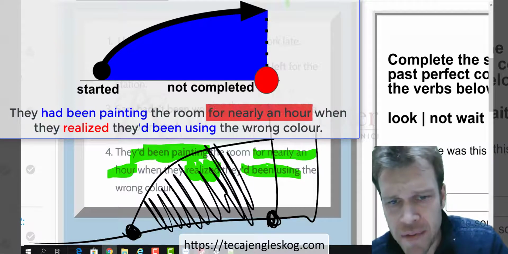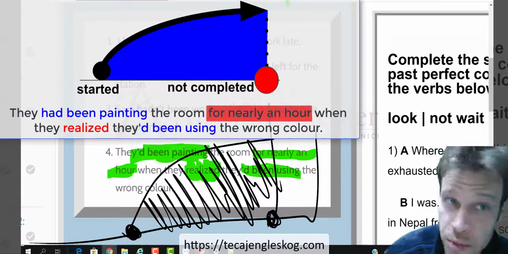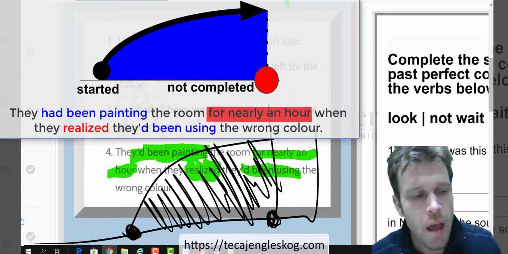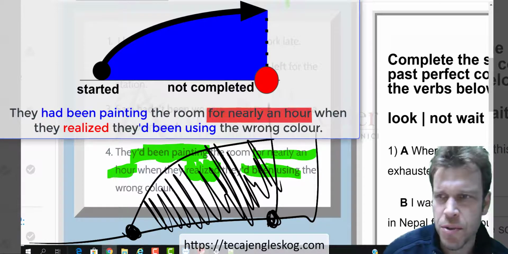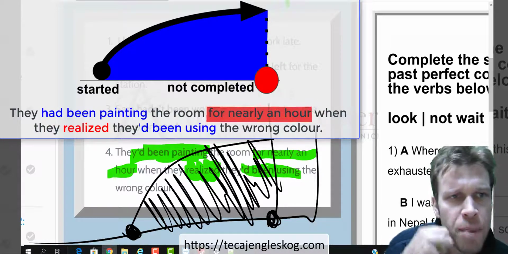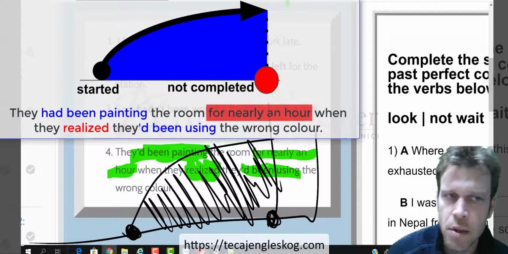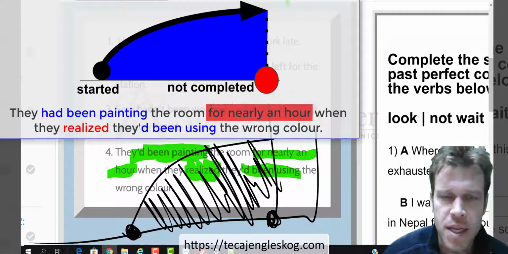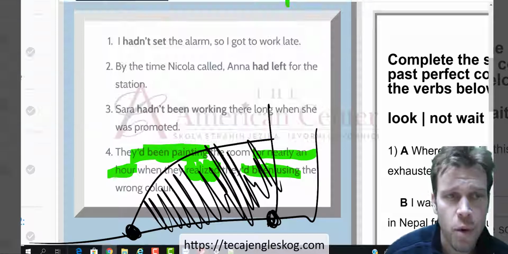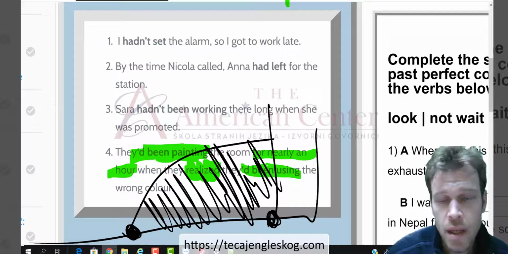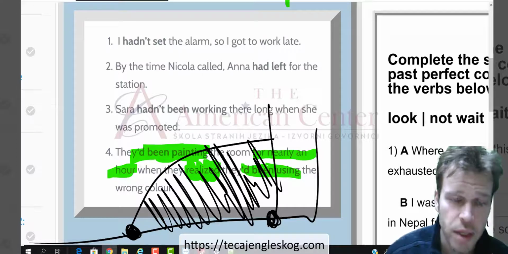Both of these things were happening. We're emphasizing before, when they realized they had been doing the wrong thing. So this is pretty simple. Well, it's not simple, but it just takes getting used to understanding the concept of perfect. And again, perfect emphasizes before another event. It doesn't matter what time we're speaking in. If we're talking in past time, past perfect means a past event happening before another past event. If it's past perfect continuous, it does not emphasize completion.